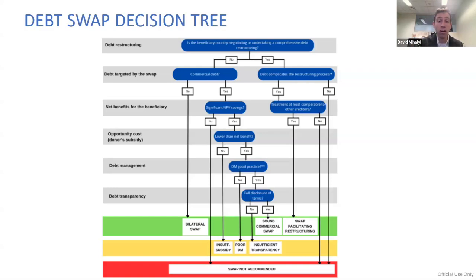Debt swaps can help address a lot of problems, but they are no substitute for debt restructuring. So that was sort of the level one. And then there's the whole question on whether you should do bilateral or can you do commercial buybacks, and so I don't want to go through all the details here, but we can go to the next slide.